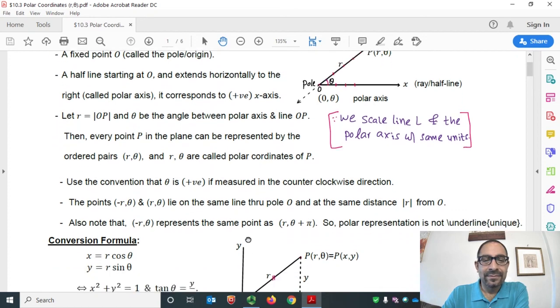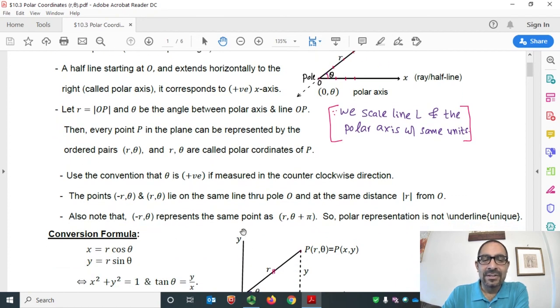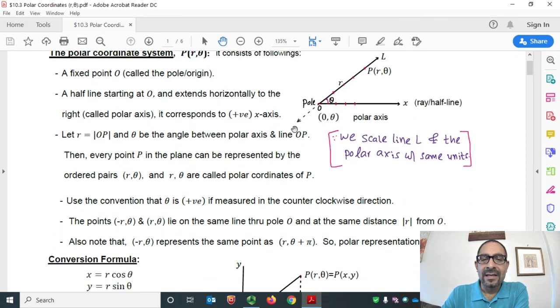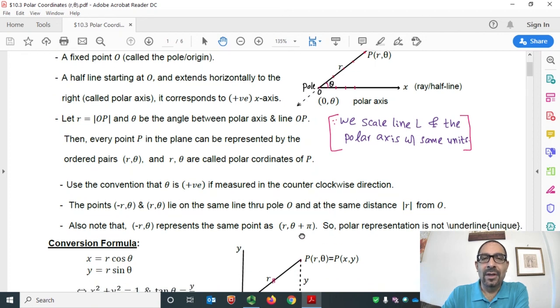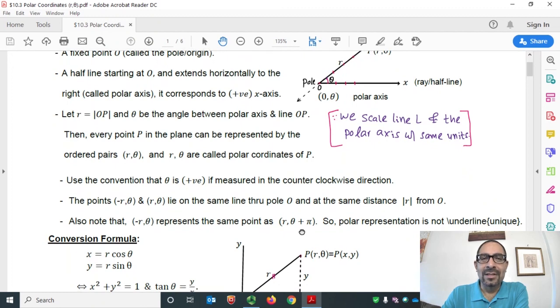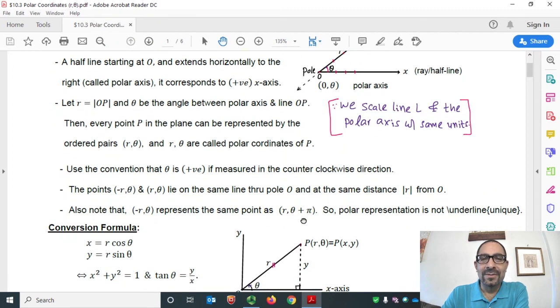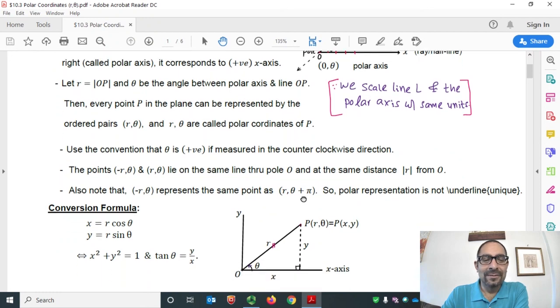Also note that (-r, theta) represents the same point as (r, theta plus pi), so the polar representation is not unique. So here, (-r, theta) is a point which lies somewhere here. Then this angle is also pi plus theta. So that means from the polar axis the angle of the point (-r, theta) is theta plus pi. I hope this makes sense to you all. That's why the polar representation is not unique. Great. Now let's move on.